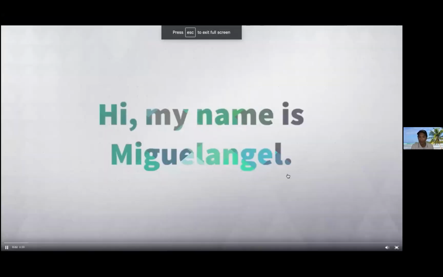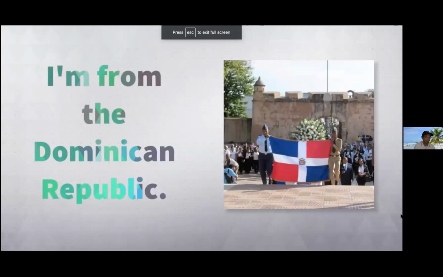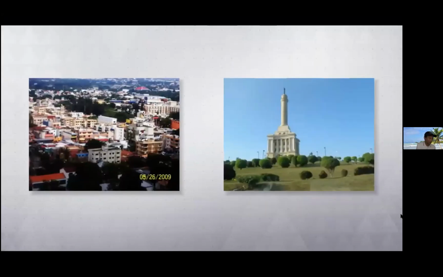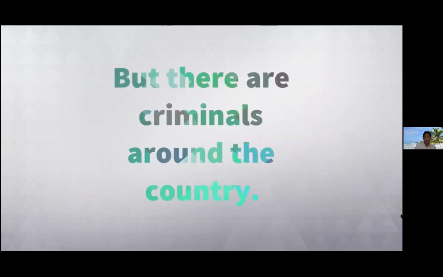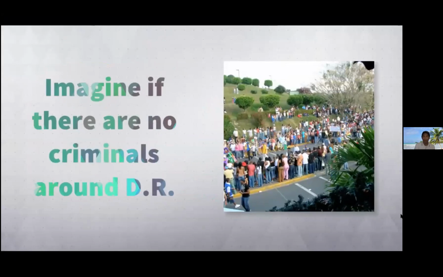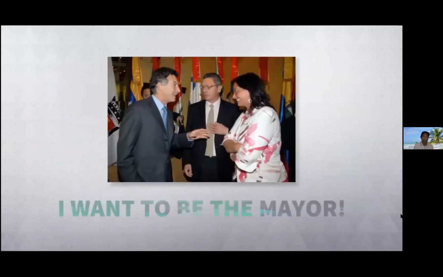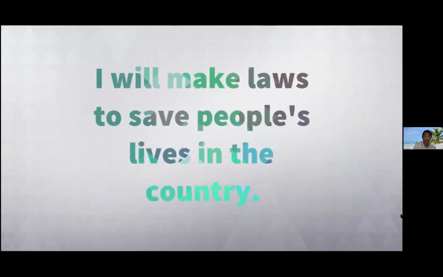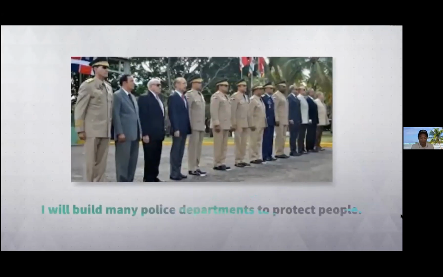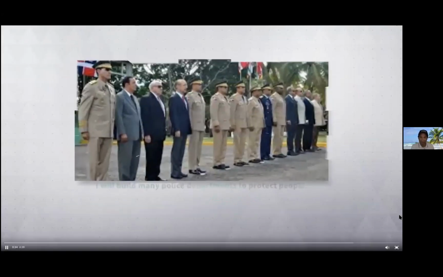Hi, my name is Miguel. I'm from the Dominican Republic. There is a new president in DR, but there are criminals around the country. Imagine if there are no criminals around DR. I want to be the mayor. I will make laws to save in the country. I will build many police departments to protect people.